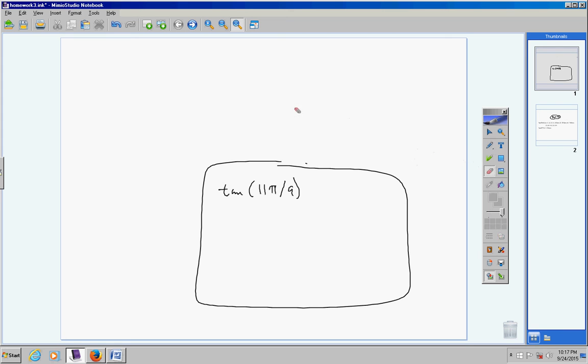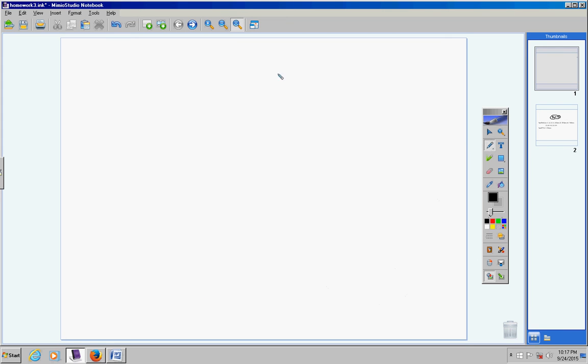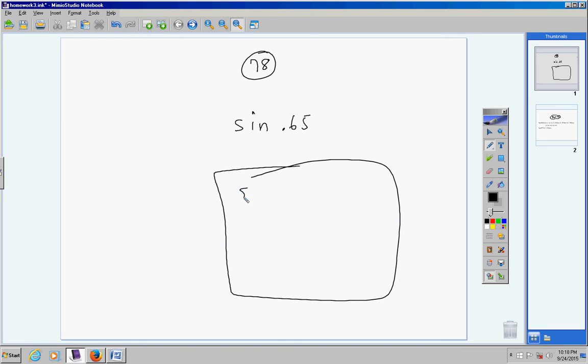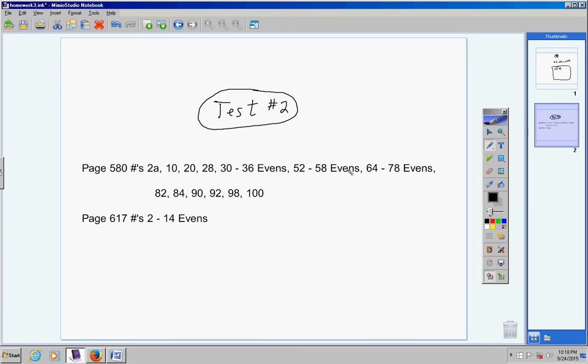Okay, moving on to number 78. That was pretty simple because you didn't have to do any inverses or anything like that. So, alright, number 78, sine of 0.65. Now again, notice there's no degree symbol, so we are in radians. Since my calculator's still in radians, I'm just going to hit sine and then 0.65. And if you type that in correctly, you're going to get 0.6052 if you round correctly. Okay, students, I hope that makes sense. Moving on now to numbers 82 and 84.